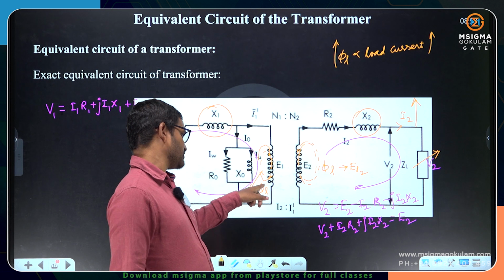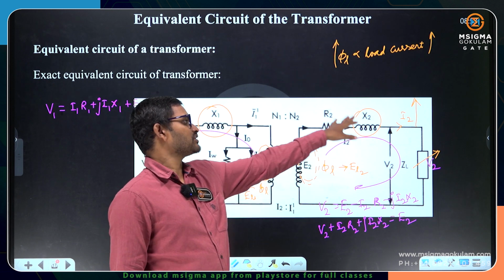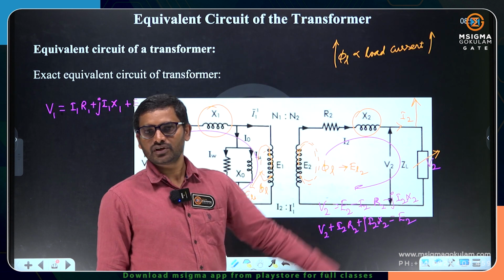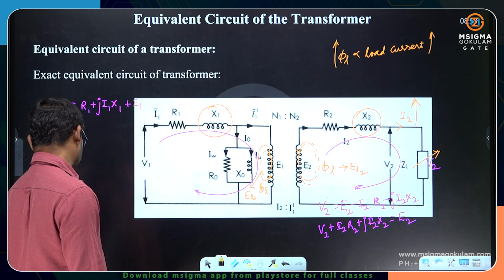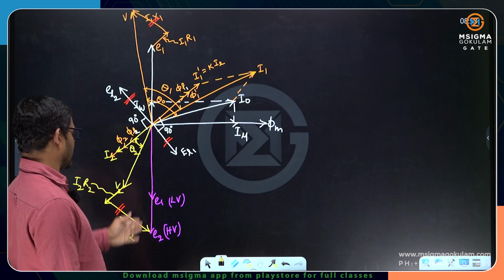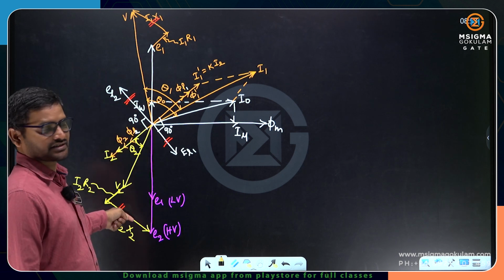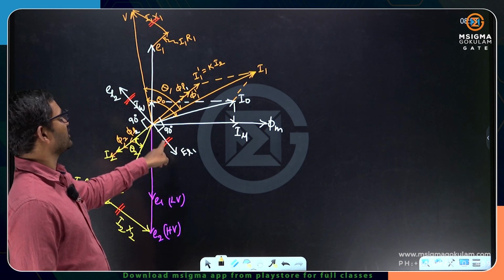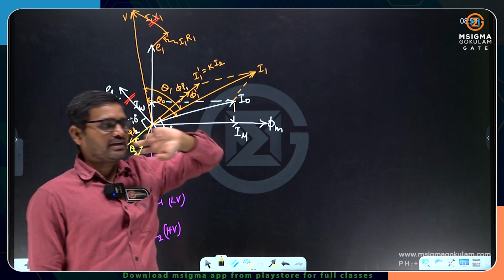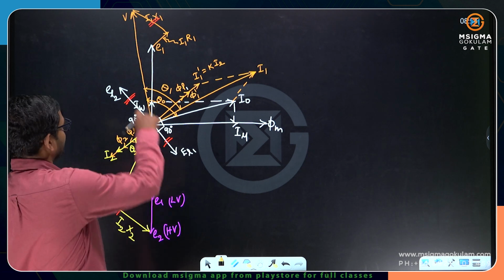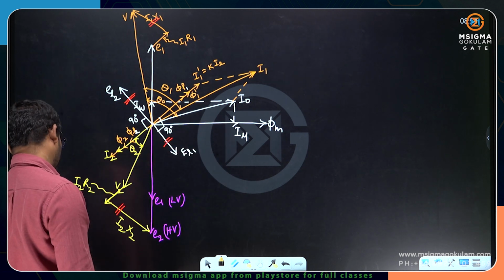So the leakage components will induce an EMF here, and to compensate them, we will be assuming the reactances as X1 and X2 on both the sides. And I think we have discussed this in the last session. Even I have drawn the phasor diagram also. I told you, to compensate this induced EMF, this reactance is assumed. To compensate this leakage induced EMF on the primary side, this reactance is assumed on the primary side. So that's how compensation can be done, and you can bring back the phasor diagram to the exact phasor diagram.